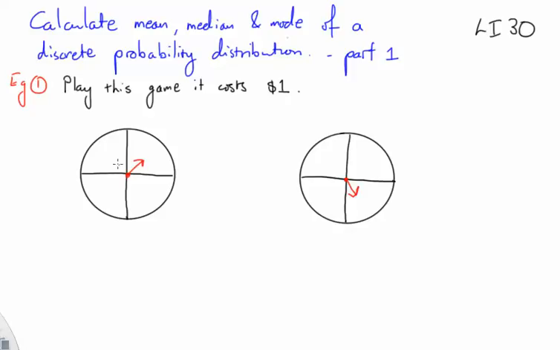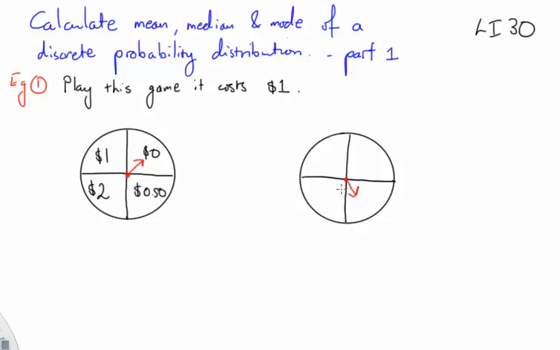On this spinner, if you land here, it costs you $1 to play, but you get your dollar back. If you land here, you get nothing, $0. So you lose the $1 that it costs to play. You land here, you get $2 back. Hey, that's nice. If you land here, you get 50 cents back.